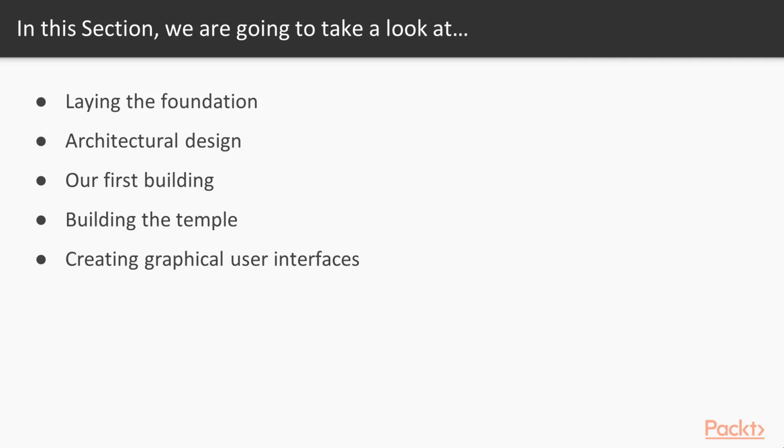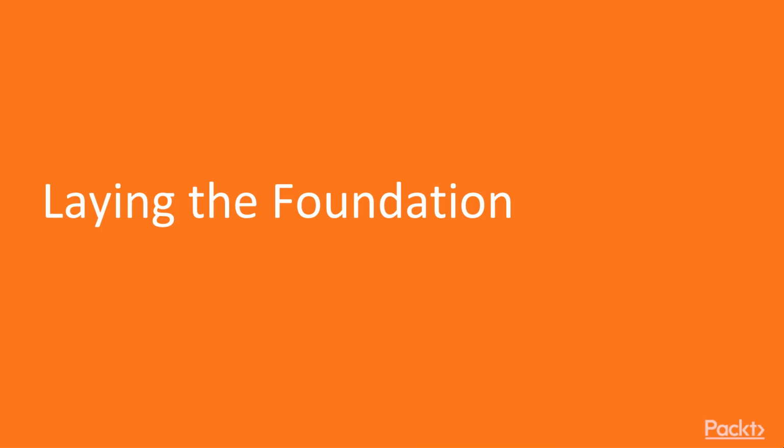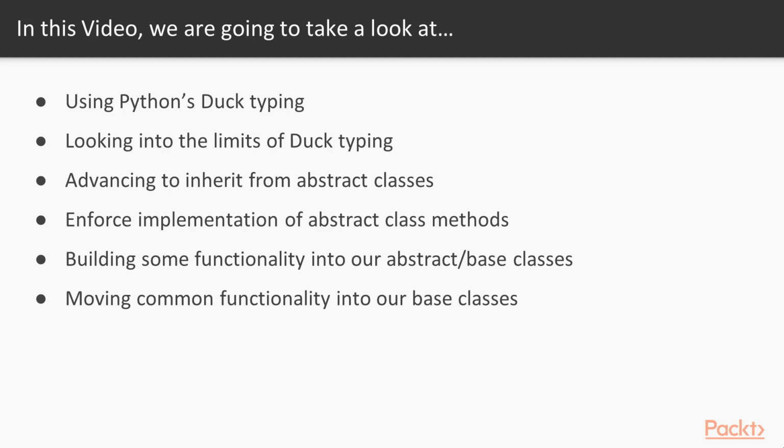So let's get started. In this first video, we will be laying the foundation. We will be looking into Python's duck typing. We will look into the limits of duck typing. We will advance to inherit from abstract classes. We will enforce implementation of abstract classes in subclasses. We will build some functionality into our abstract classes, which makes them no longer abstract because they have some functionality built into them. So we're going to call them base classes from here on, and then we will move more functionality into those base classes.